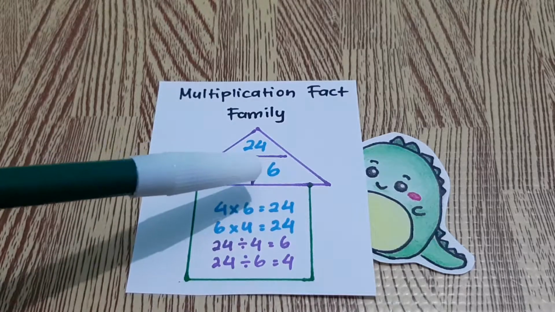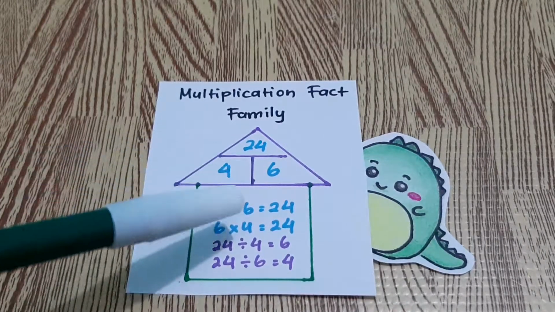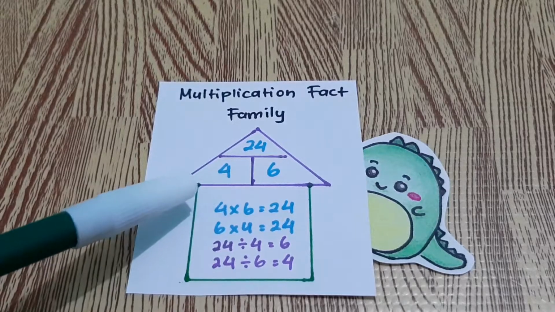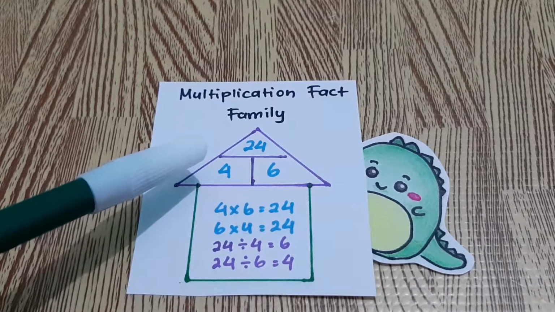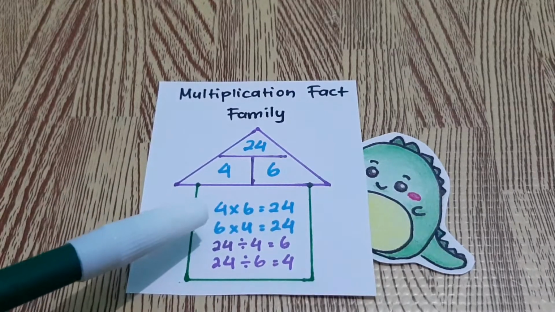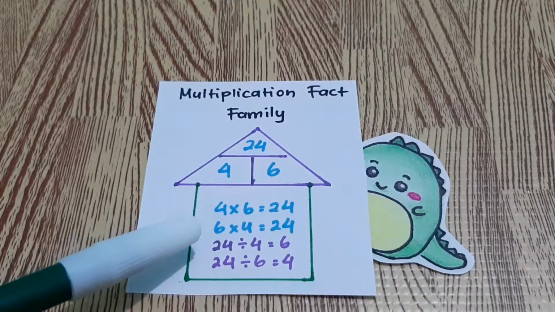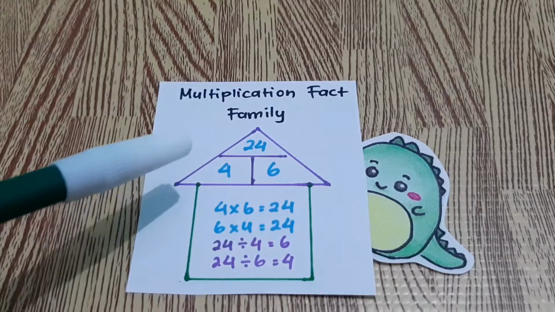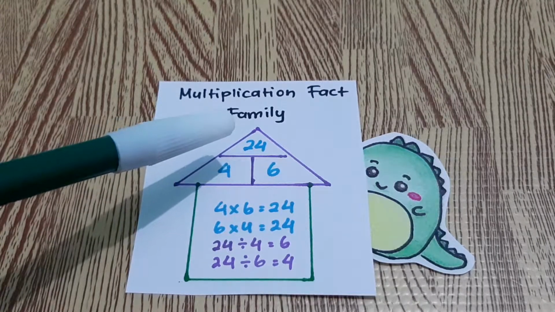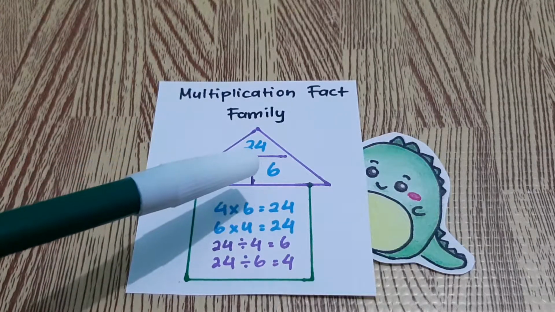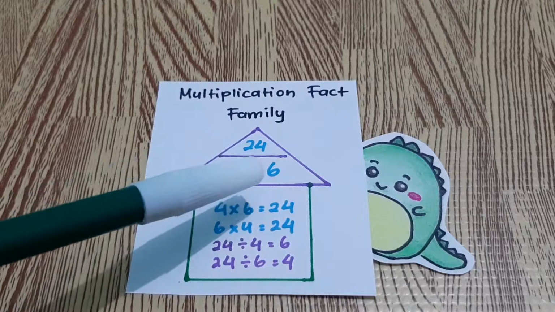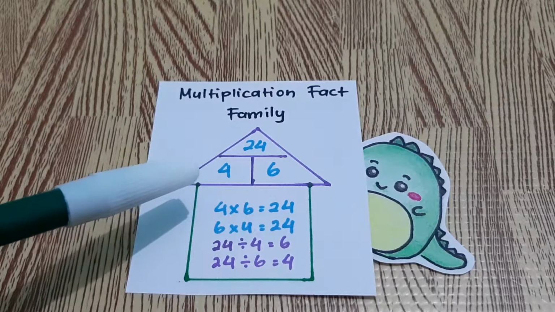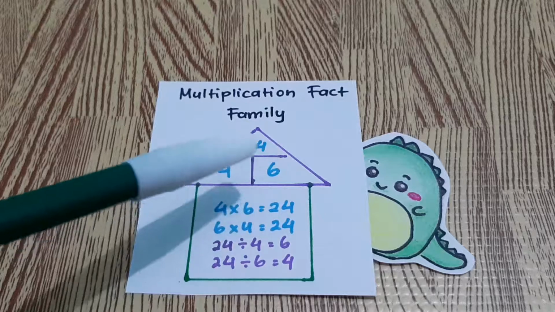4 times 6 is 24, or 6 times 4 is also 24. Okay, so I make it like this. 4 times 6 is 24. 6 times 4 is 24. Or in division, I start with the top. 24 divided by 4 is 6, or 24 divided by 6 is 4. Okay, so this is the fact family.